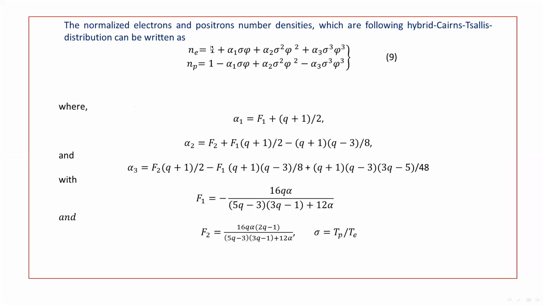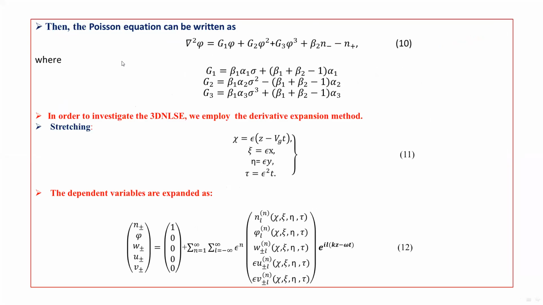The normalized electron and positron number density in general form will take this form, in which alpha 1, alpha 2, and alpha 3 will take this form. Then the Poisson equation will take its general form in this form.